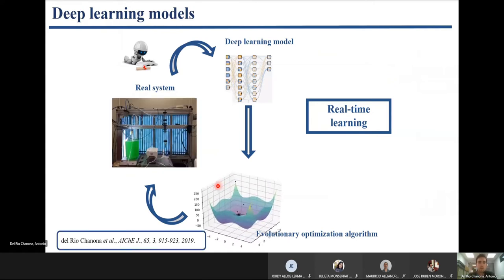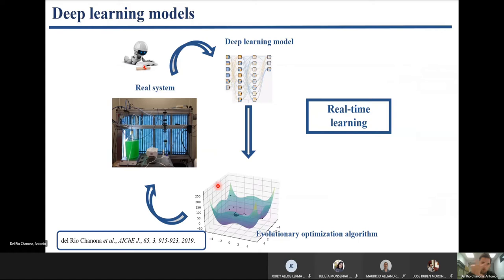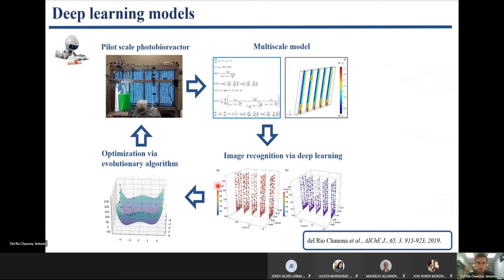And we actually did a very nice experiment where we used a pilot plant photobioreactor, and we were able to optimize it, including the effects both of fluid dynamics, but also of a kinetic model. And this is what I'm showing here. We included both the scale of the kinetic model, but also the computational fluid dynamics. We used image recognition from deep learning to be able to extract the velocity vectors from the computational fluid dynamic component and add them onto the kinetic or biological component. And then we used an evolutionary algorithm to optimize it. And again, we use this in a design loop. And we managed to get quite nice results with this.